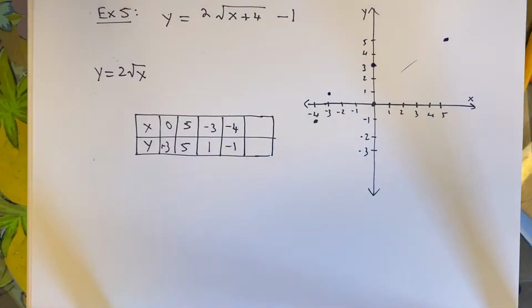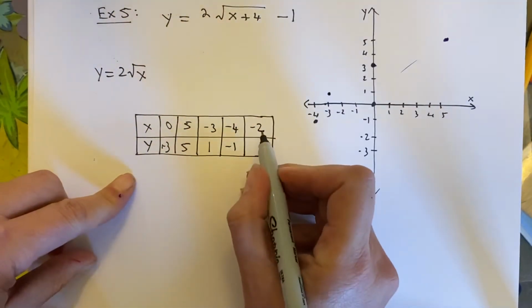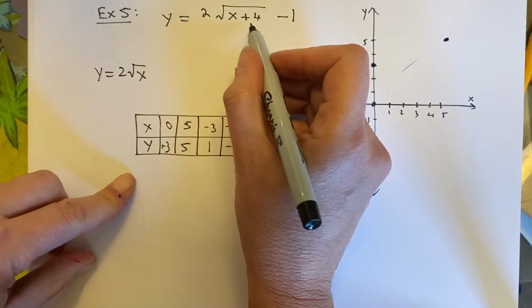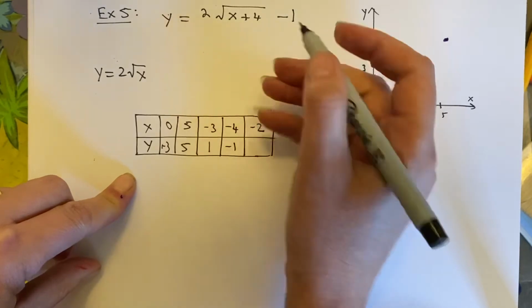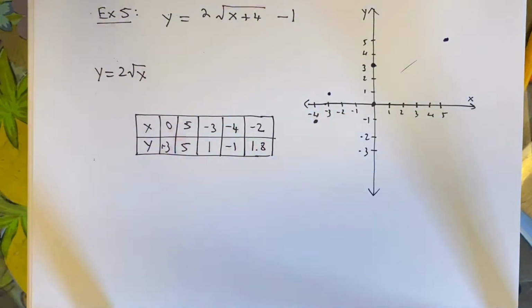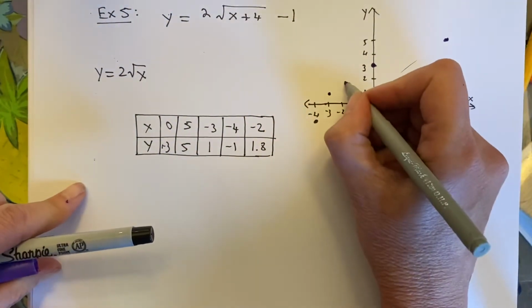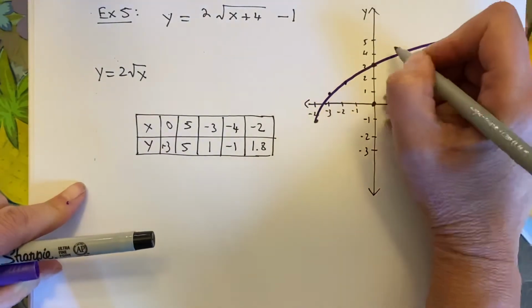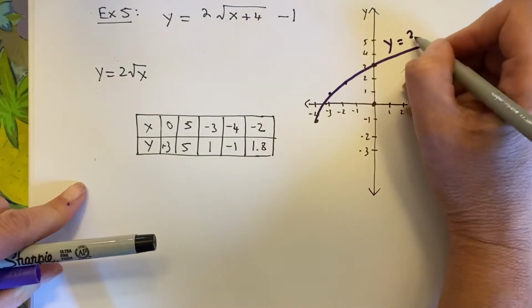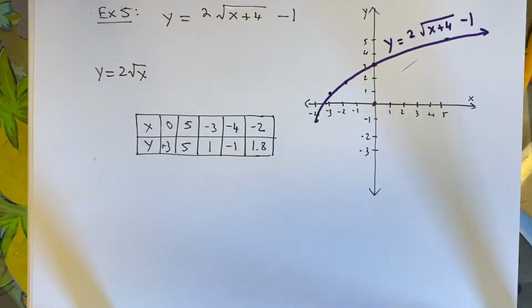And if I want to, I might try putting in -2 just to see what happens. -2 plus 4 is positive 2. Square root of 2 is 1.4. 2 times 1.4 is 2.8. Minus 1 is 1.8. And that just sort of confirms the direction. -2, 1.8, just about there. And there's my graph for y equals 2 square root of x plus 4 minus 1.